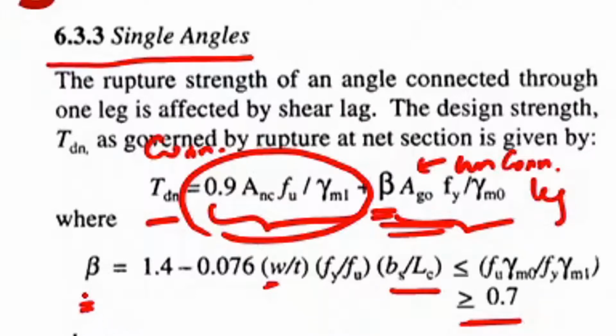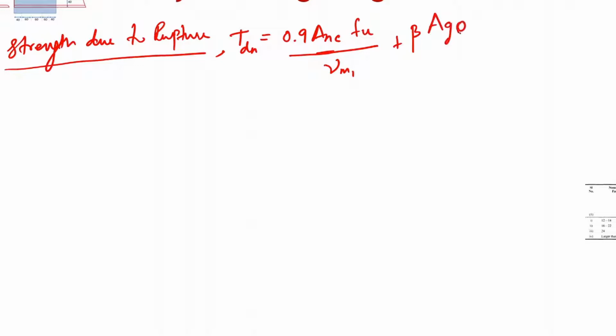when we calculate the beta value. First we'll write the equation: Tdn, the rupture strength of a single angle, is 0.9 Anc, the net area of the connected leg, into Fu, the ultimate tensile stress, upon gamma M1, plus beta Ago, the gross area of the outstanding leg, multiplied with yield stress upon gamma M0. Now let's find them one by one.